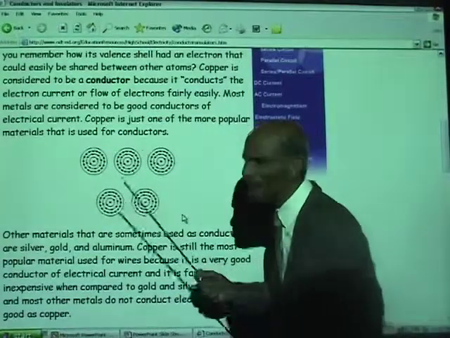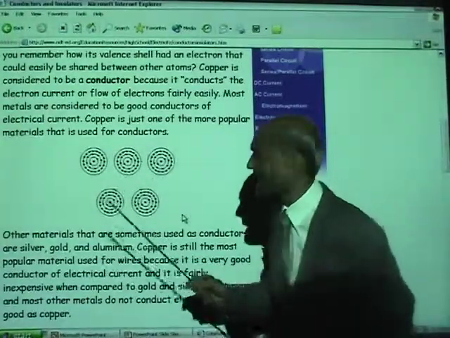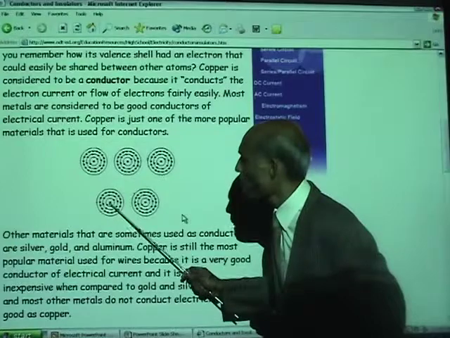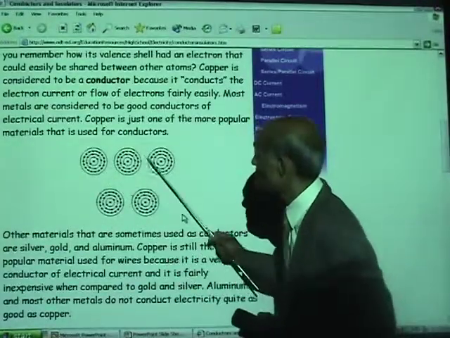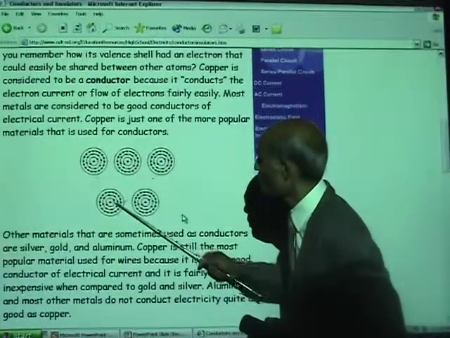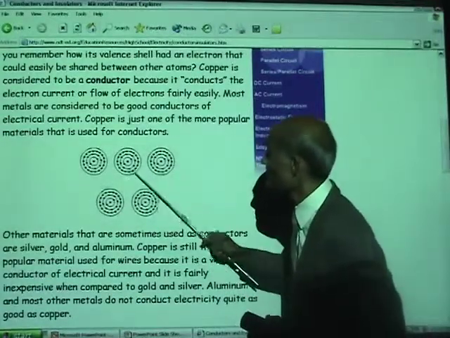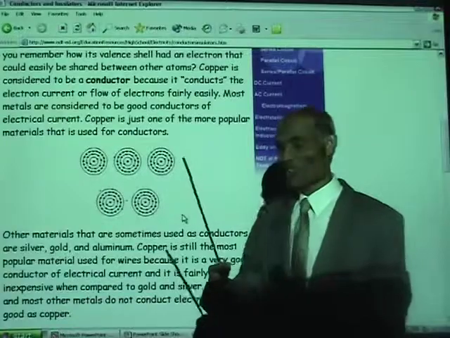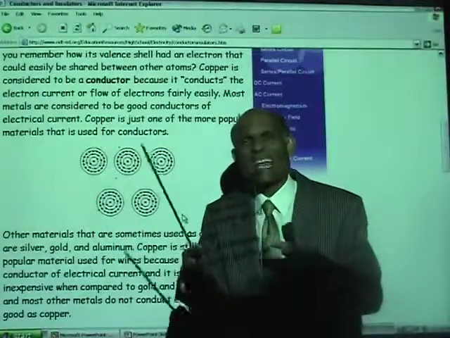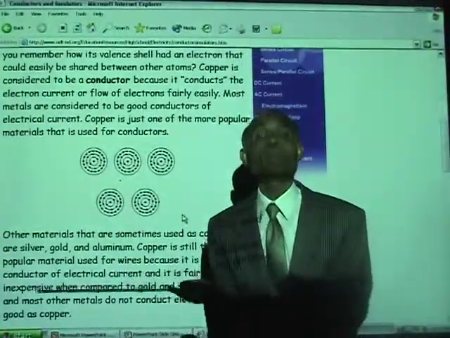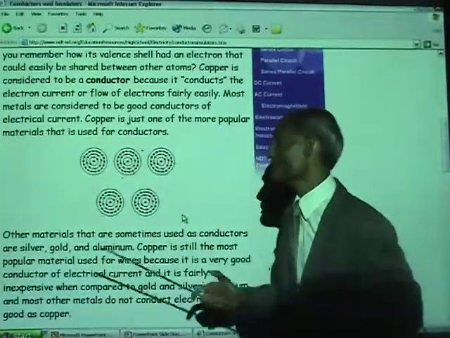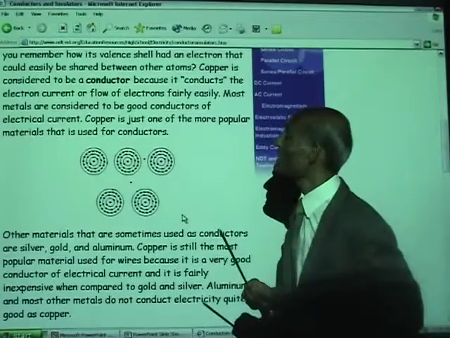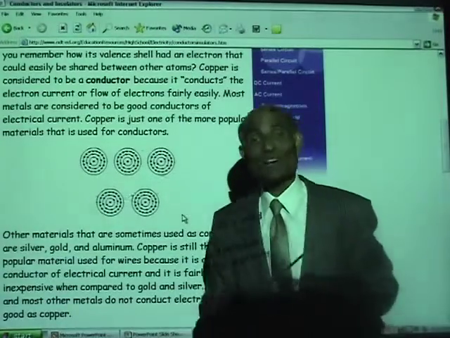It really doesn't have a sense of belonging to that atom because it is so far away from the central core. It can move from atom to atom. Do you see these electrons moving from atom to atom? That means there is almost what is called an electron cloud in a metal. Electrons are free to move about within a metal. Such a material is a good conductor.